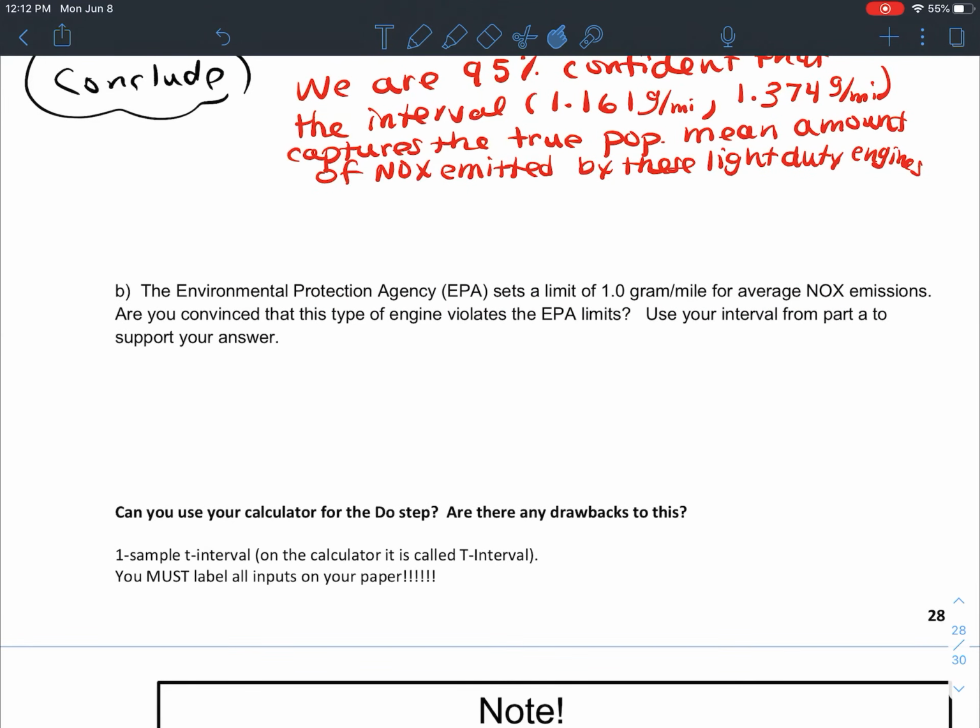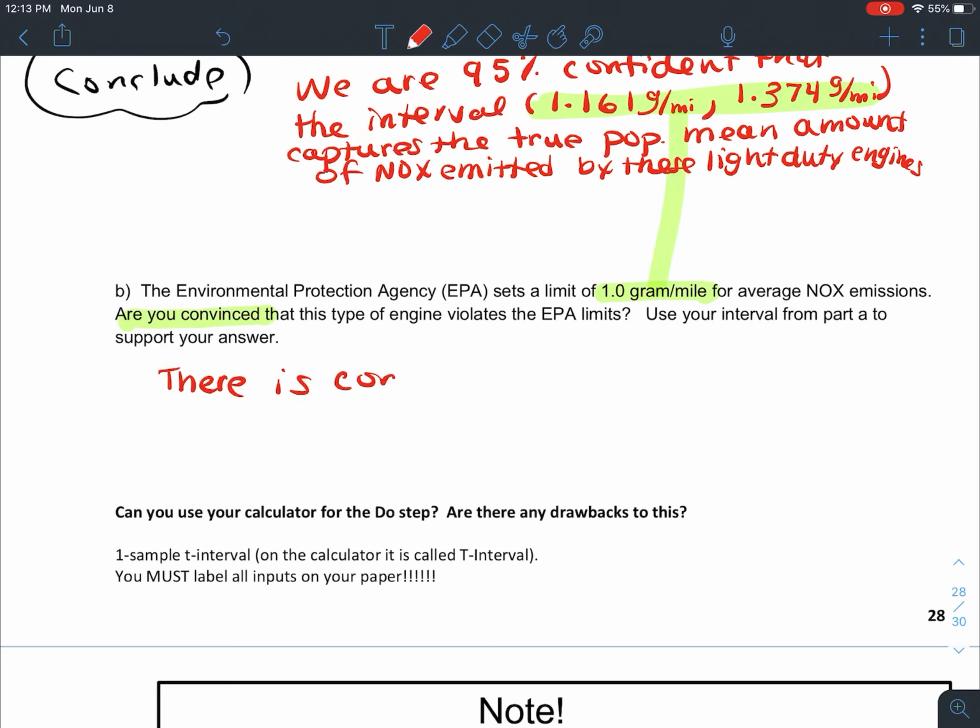Okay, and there was one second part to this. It said the Environmental Protection Agency sets a limit of 1 gram per mile on average for NOx emissions. Can't go over that, okay? Or it's just damaging the environment way too much. It says, are you convinced that this type of engine violates the EPA limits? Well, let's look and see here. Use our interval in Part A to support our answer. Well, look at all the values here. They're all above what the limit is of 1 gram per mile.